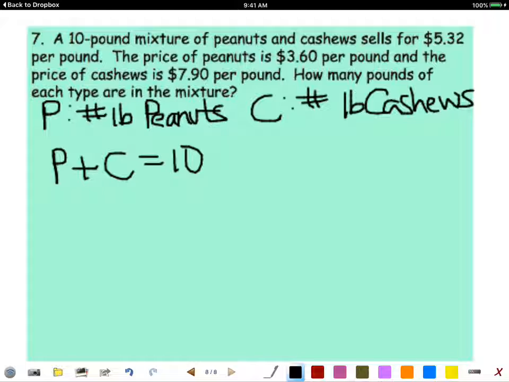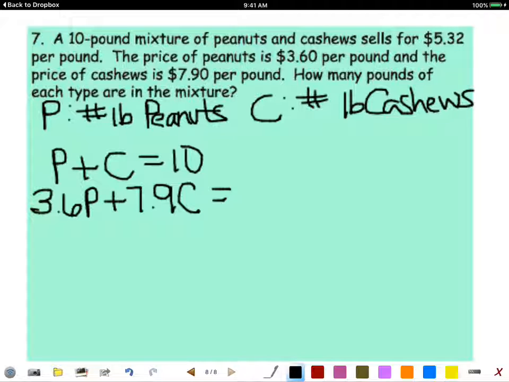Oh, this isn't the tricky one. Okay, so then the second equation, the peanuts are $3.60 a pound. So you're going to put 3.6P plus 7.9C equals. Oh yeah, this is the tricky one. It's decimal, so okay, but hold on.